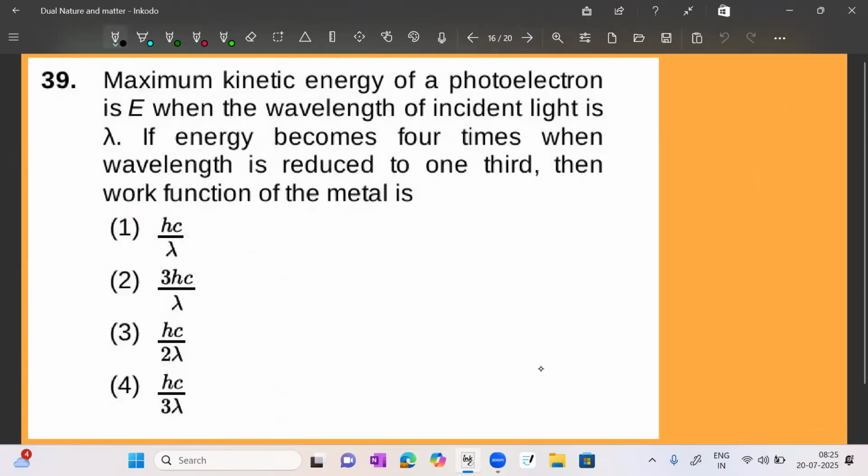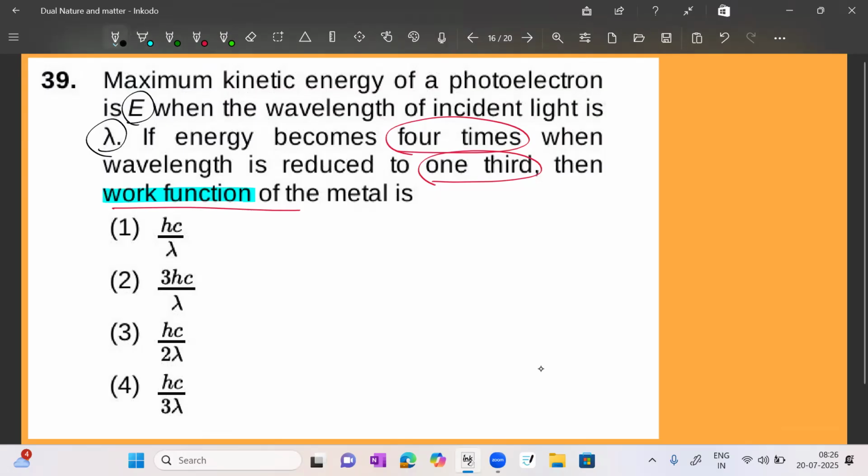The maximum kinetic energy of the photoelectron is E when the wavelength is lambda. Then the energy becomes 4 times when the wavelength reduces to 1/3. Then they ask for the work function. What is the work function they ask? So we should find out the work function here.